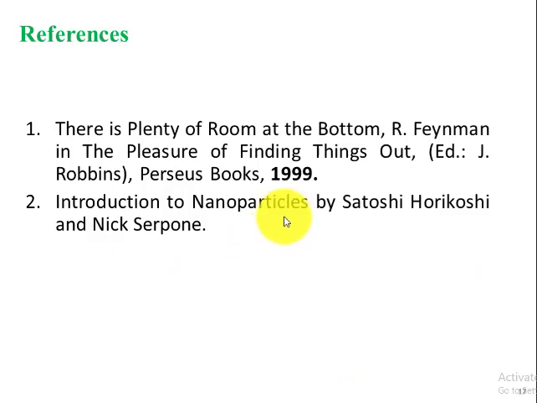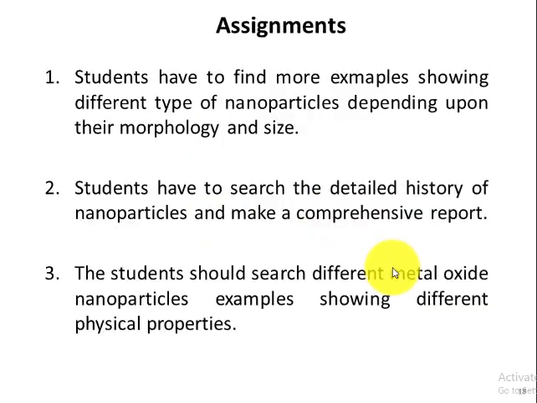The references for this lecture are There is Plenty of Room at the Bottom by Richard Feynman, a book published in 1999. The second one is Introduction to Nanoparticles by Satoshi Horikoshi and Nick Serpone. So these two books can be downloaded from the internet.